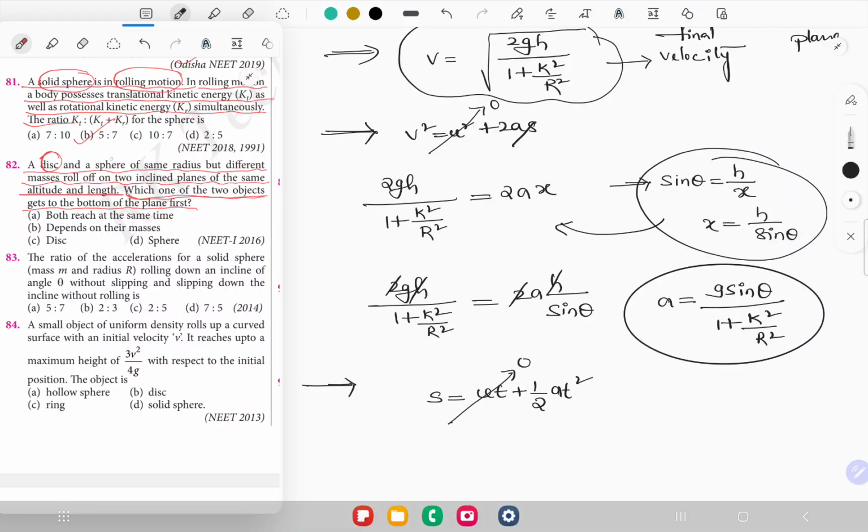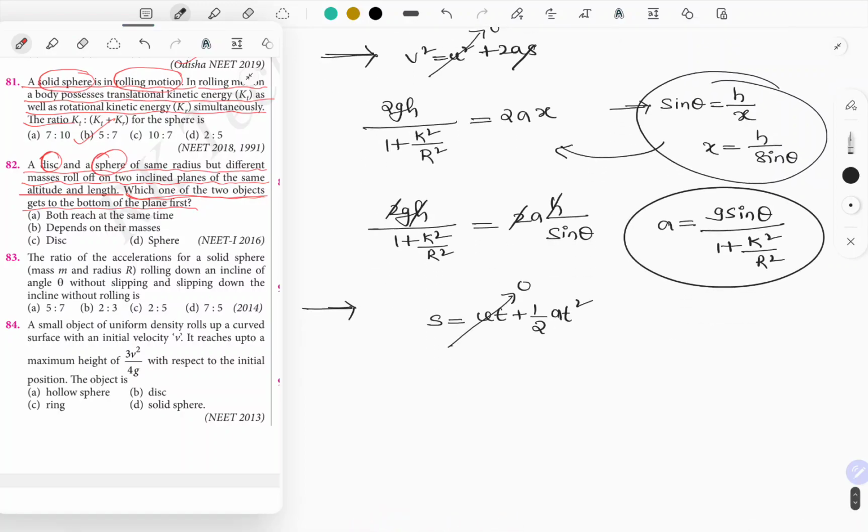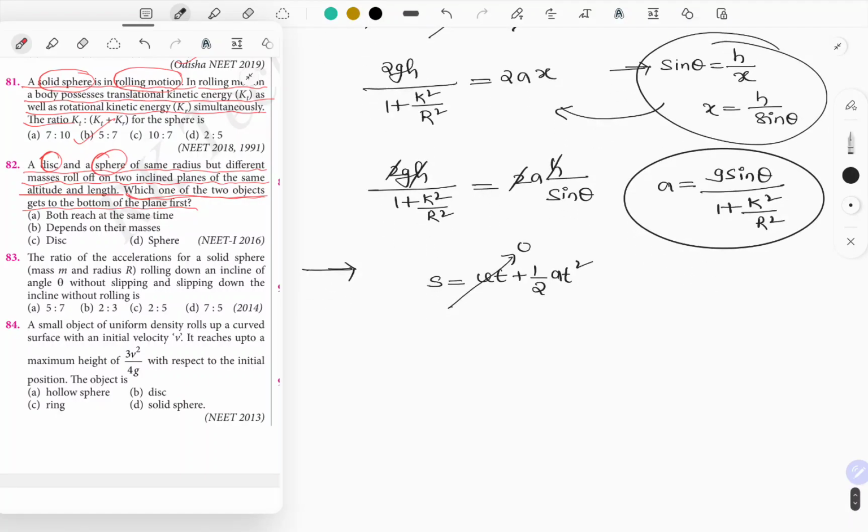Okay, one is a disk, another one is a sphere. Disk moment of inertia is mr square by 2, sphere moment of inertia is 2 by 5 mr square. They didn't mention whether it is a solid sphere or hollow sphere. If they didn't mention, you must consider it as a solid sphere. Let's say the distance traveled is x, and x is 1 by 2 into a into t square. I need to find the time. Time is equal to root of 2x by a.